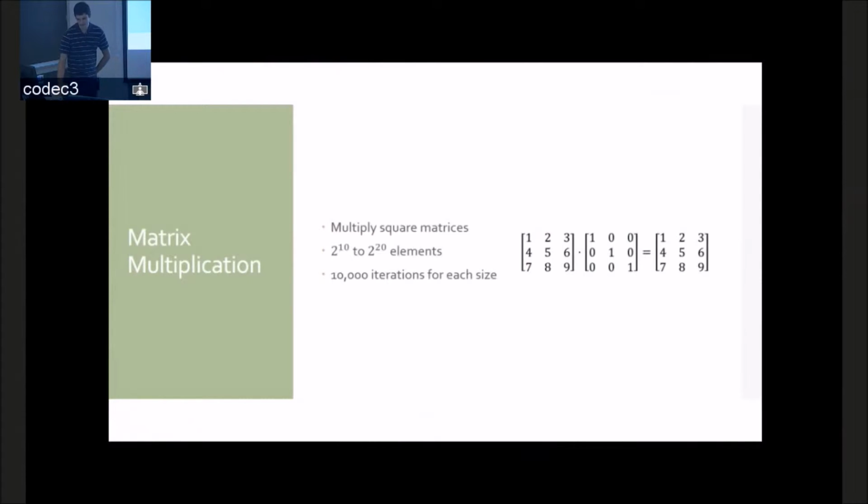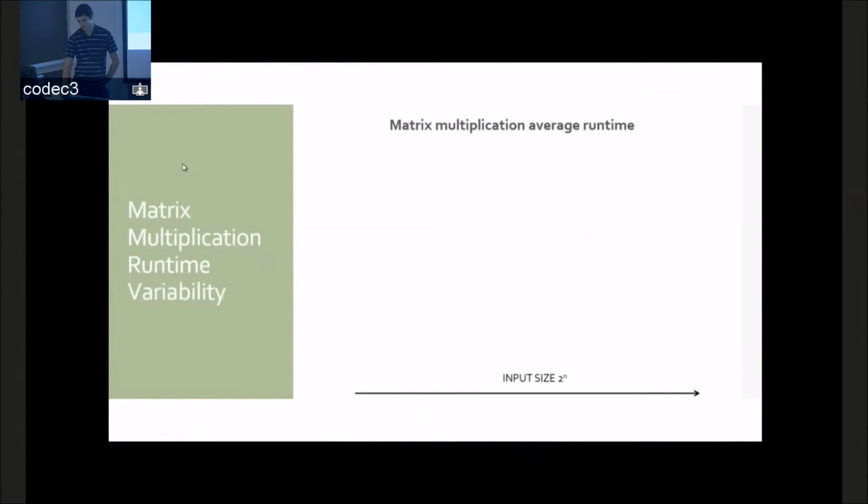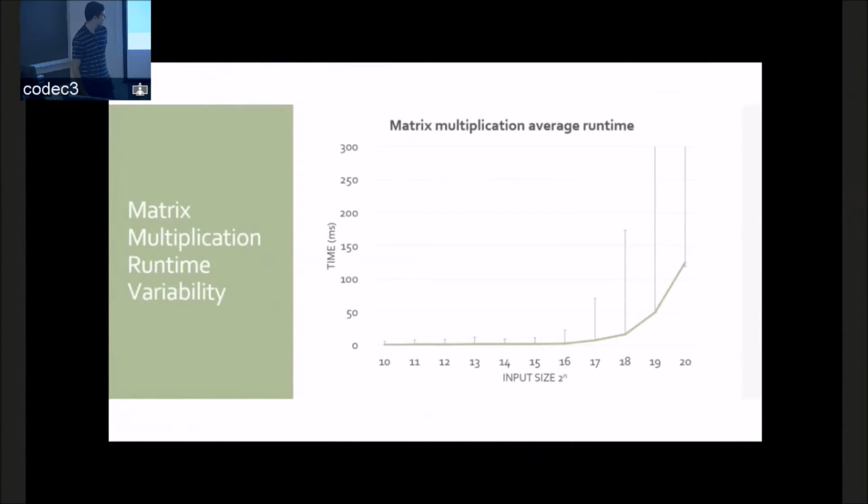So in this experiment, we took different square matrices with 2 to the 10th up to 2 to the 20th elements, and we multiplied them 10,000 times and just timed how long it took. So if we plot our results on a graph with the input size on the x-axis and the runtime on the y-axis, we see that as we increase the input size, the total observed runtime goes up as well, which kind of makes sense.